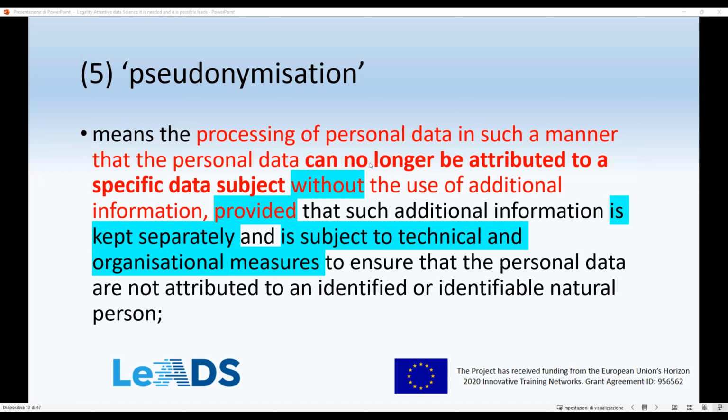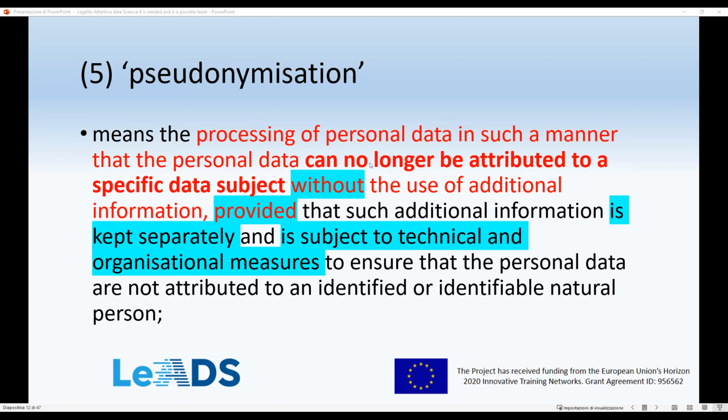you feel comforted because you say, oh yeah, I know this notion, right? It's just if the data are scrambled, modified in a way that you can no longer attribute them to a specific data subject, those are pseudonymized. The definition is adding something more, that you cannot reconnect without the use of additional information. But look closer: provided that such additional information is kept separated and is subject to technical and organizational measures.